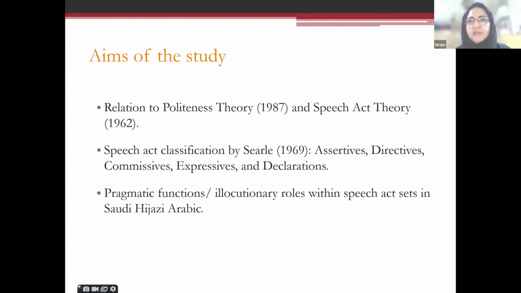And declarations. So declaration is basically any word that brings about a change in the world, such as when someone says the typical phrase, "I now pronounce you husband and wife." So that's the change in the world as we know it. And also the study will investigate the prayers' pragmatic functions, or let's say illocutionary roles, within these speech acts in, obviously just, Hijazi, Saudi Hijazi Arabic.